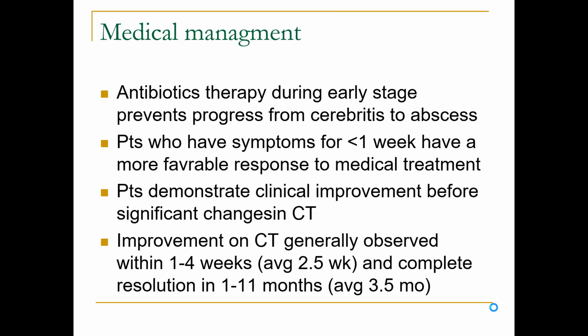Right? So if the patient presents in stage 1 or 2, early or late cerebritis, it can be controlled with antibiotics. For example, if we do a CT scan for the patient, if we think that there is some lesion in some area, and then we do an MRI for the patient, we do not see any apparent ring enhancing lesion. In that case, we can give the patient antibiotics, right? Patients who have symptoms for less than 1 week have a more favorable response to medical treatment. Less than 1 week means the early stage of the disease, right?